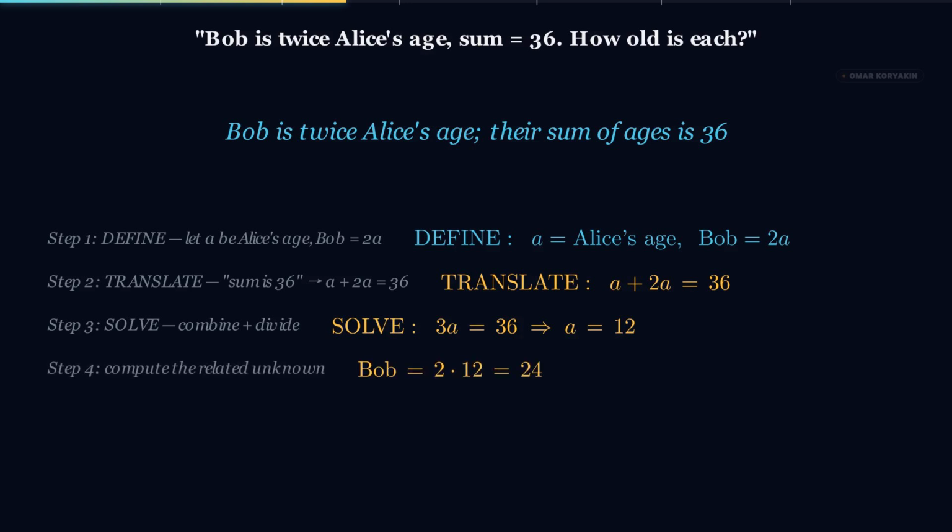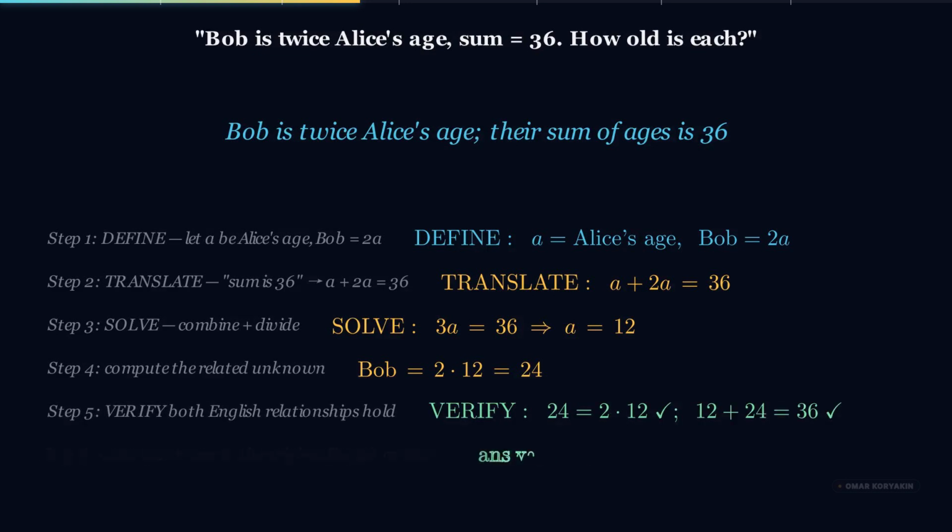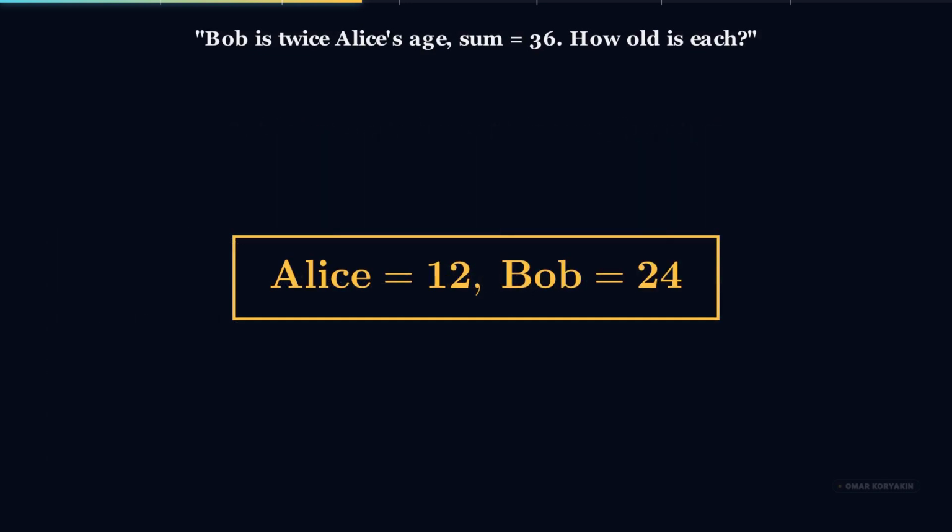Step 4. Verify in the English context. Bob is 24, Alice is 12, 24 is twice 12, and the sum is 24 plus 12 equals 36. Both relationships hold and the situation is internally consistent. Translation and solving verified. So Alice is 12 and Bob is 24.